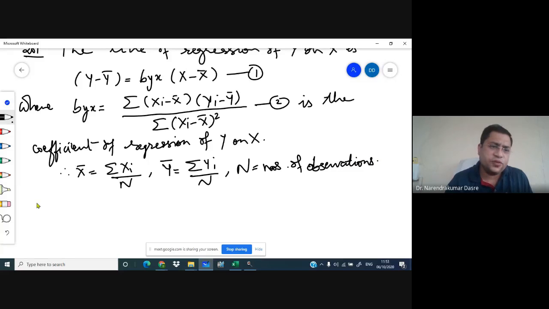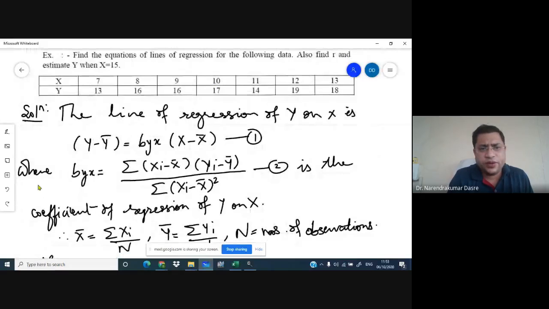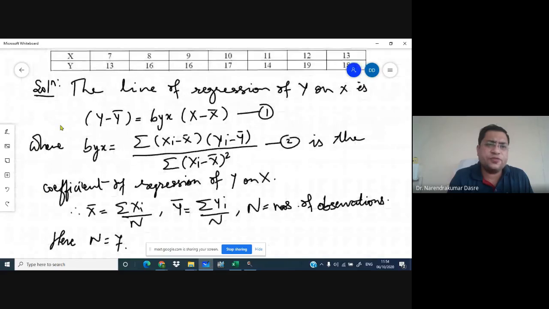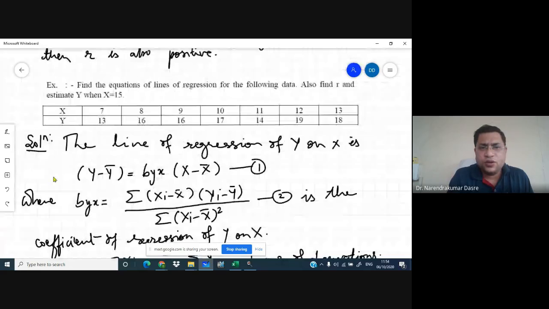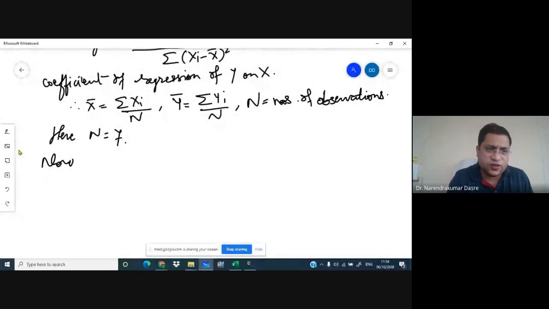Okay, that's what we have. And what is the value of n here? So here n is equal to, see the data, how many data points are given. So it's going to be 7 here. So here we have 7. Okay. Now see the question. We have to find out the line of regression of both the lines. So the line of regression of y on x we have written. What about the line of regression of x on y?